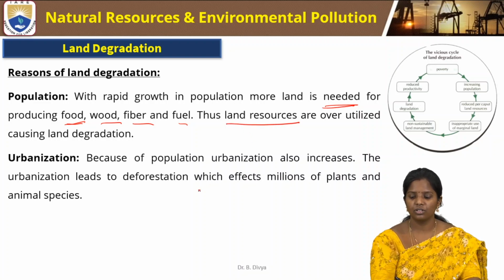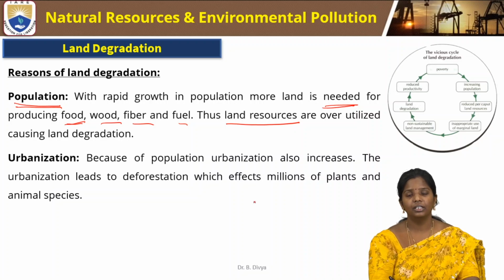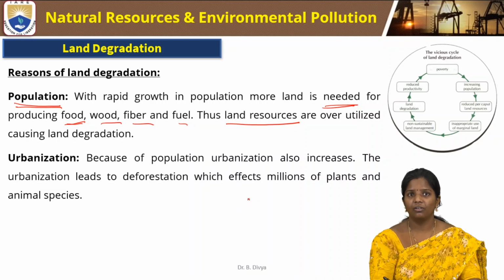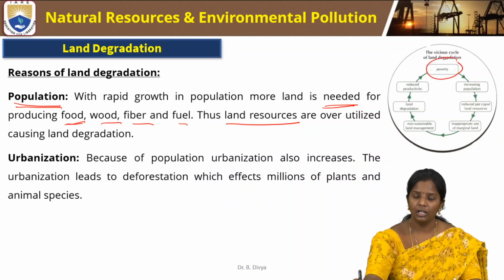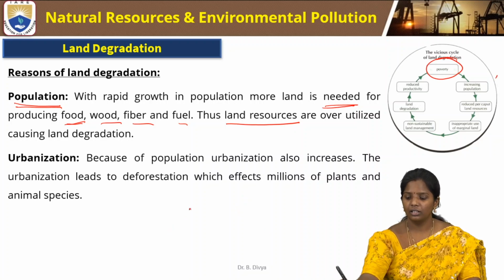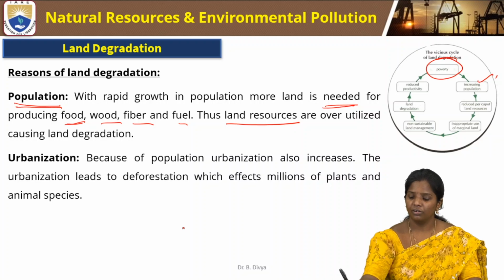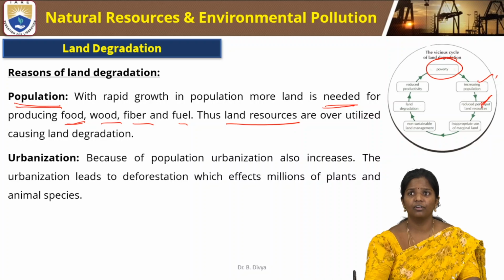Thus land resources are overutilized, causing land degradation. So population is one of the basic reasons for degradation of land. When there is degradation of land, there is no space for living. Obviously, the crops also go down and poverty results. So increasing population is one of the reasons, and reduced land capture is also one of the reasons, along with the incorporation and use of marginal lands. So these form some of the reasons for urbanization and modernization during development.